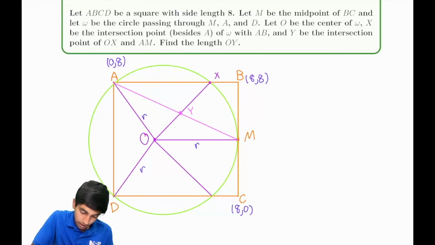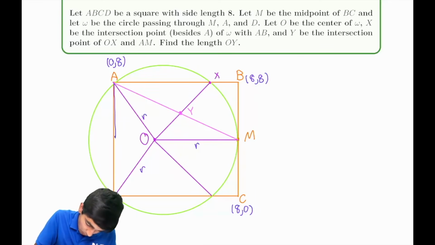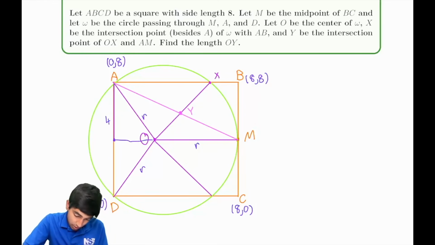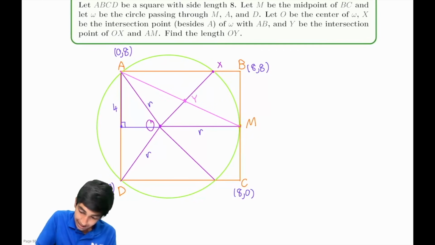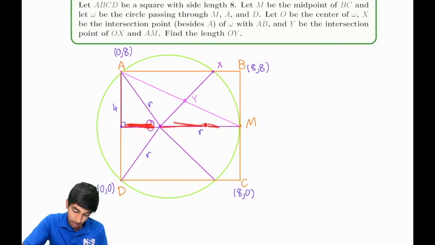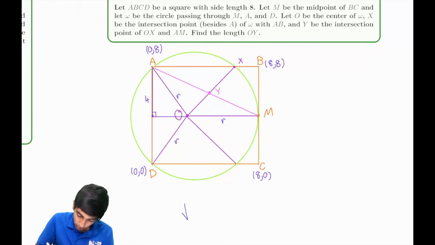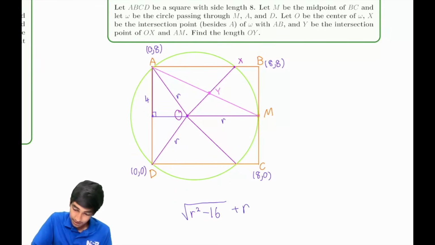So the key thing here is that the side length is 8. So this thing is going to be 4. And that means this distance over here, we can form a right triangle just like that. So now take a look. This distance plus this distance equals 8. This distance over here is just the square root of R squared minus 16 by the Pythagorean theorem. And that distance is R. We have this plus R, and this in total is 8.